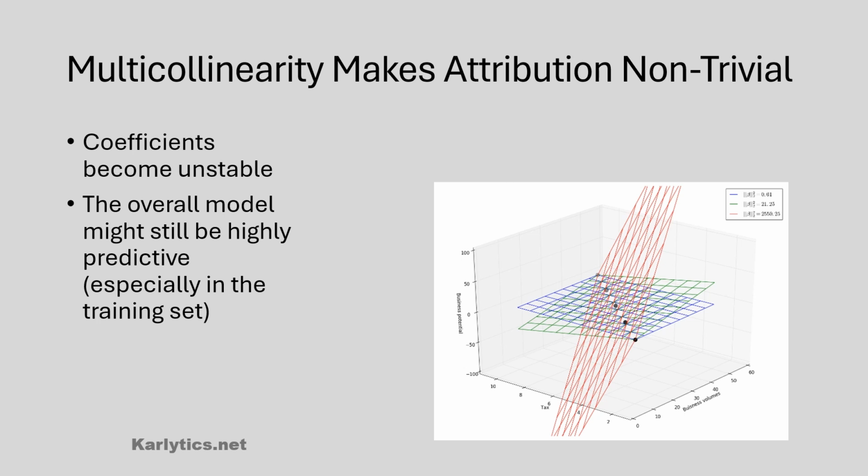In marketing data, our channel spends are almost always highly correlated, which means that our channel coefficients are unstable and difficult to pinpoint. We can have equally fitting models with very different coefficients.